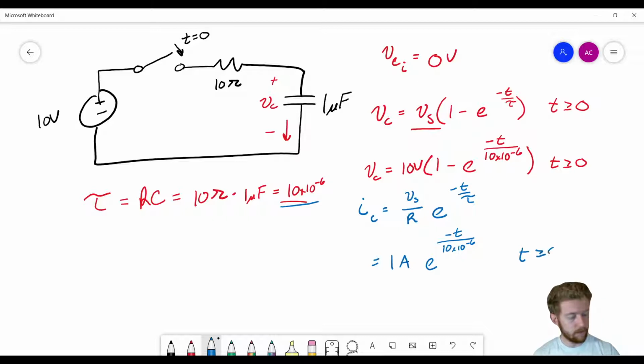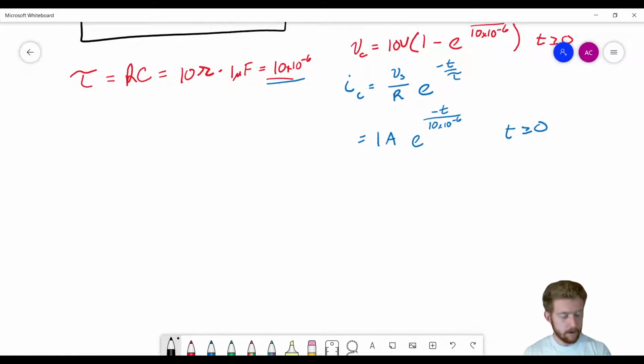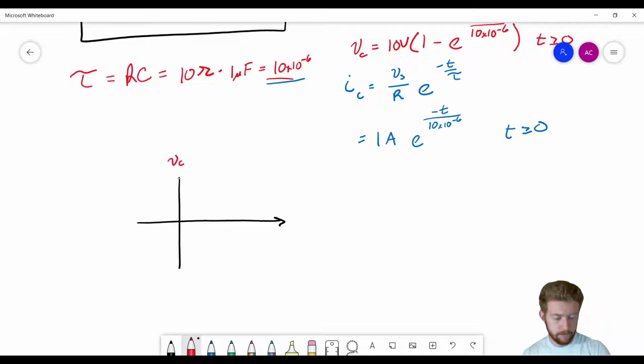And that's for t greater than or equal to 0. Okay, so now we've solved for the voltage and the current for this capacitor. So let's try graphing it. I'm going to graph the voltage here for this one, and then I'll make another graph for the current.